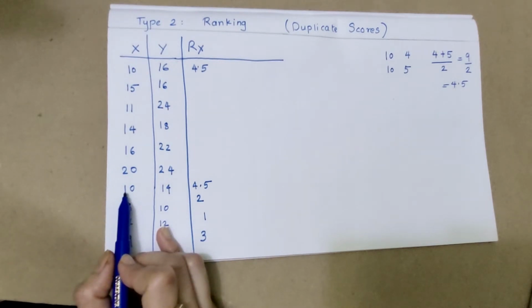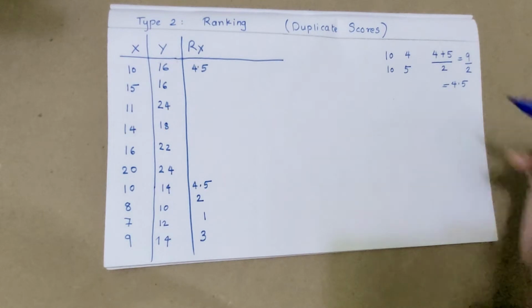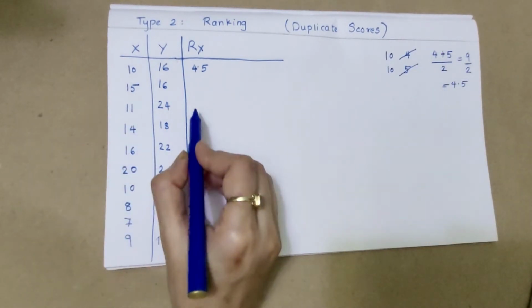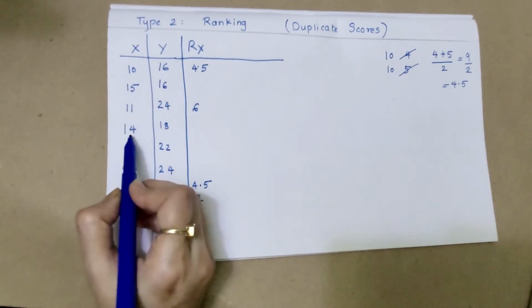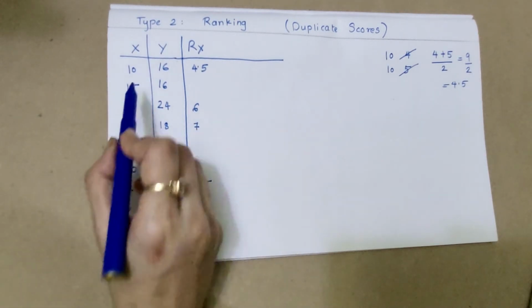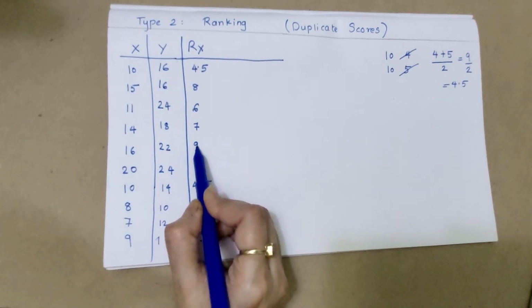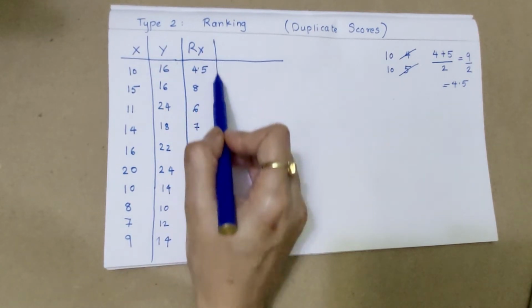Now which is the next element after 10? 11. 11 does not repeat, but 4 is gone, 5 is gone. So 11 comes on the 6th rank and not 5th rank. After 11, 14. 14 goes on 7, then 15 goes on 8, and 16 goes on 9, 20 goes on 10.